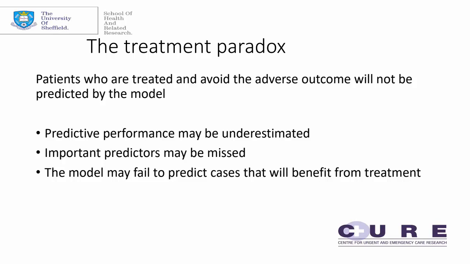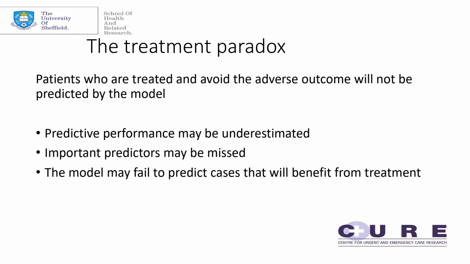This means that the people who are treated and avoid the adverse outcome, when we do a model, will have no adverse outcome. They will not be part of the group of patients who had the adverse outcome that we're trying to predict. So they'll be classified as having a zero outcome. Our model will not be trying to predict them, and yet they're the people that perhaps we most want to predict, because they're the people that we're going to treat, and we're going to stop them from having an adverse outcome. So that causes problems for us.